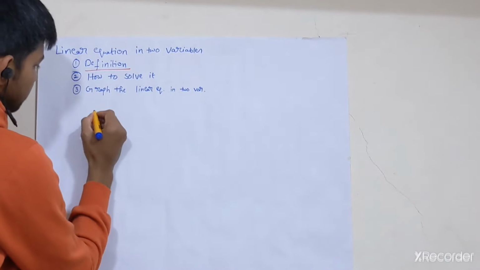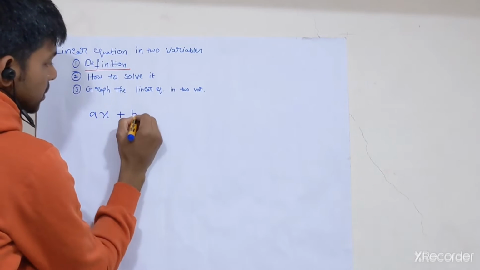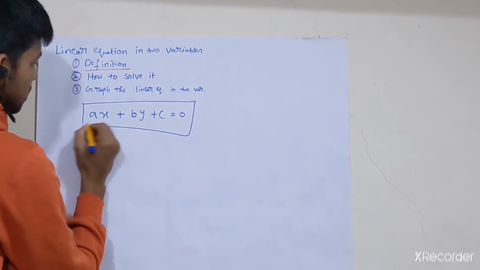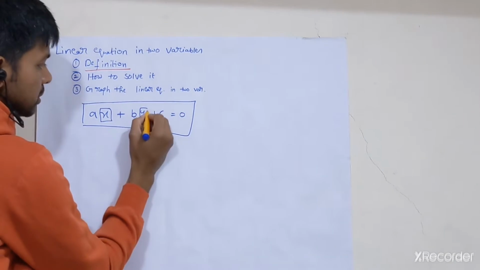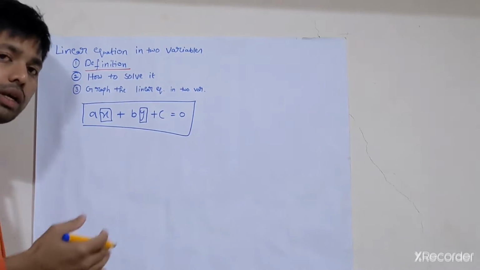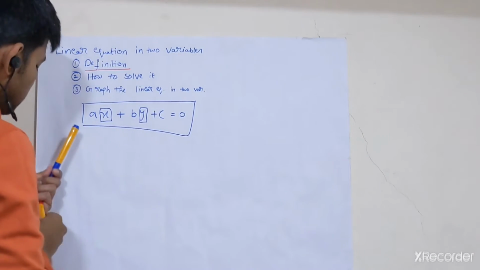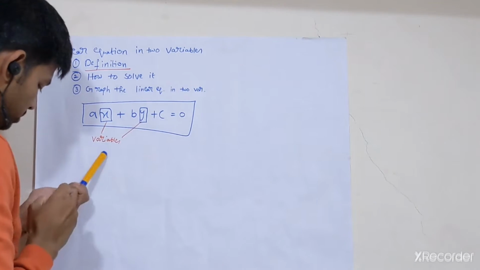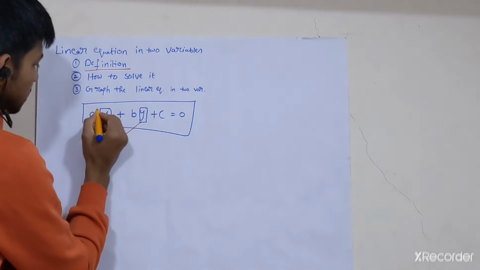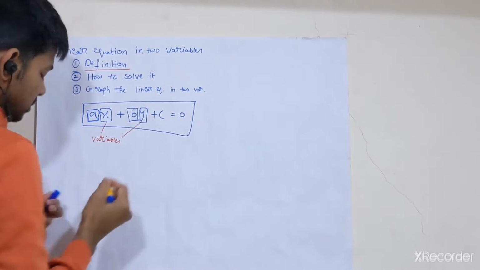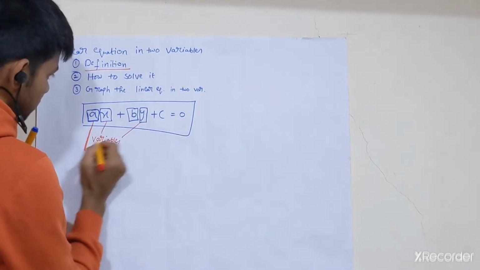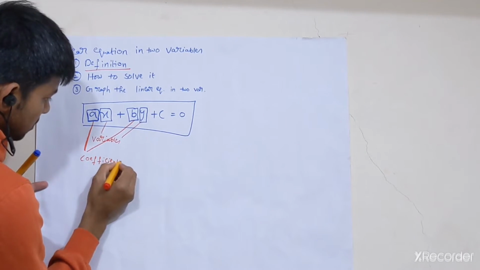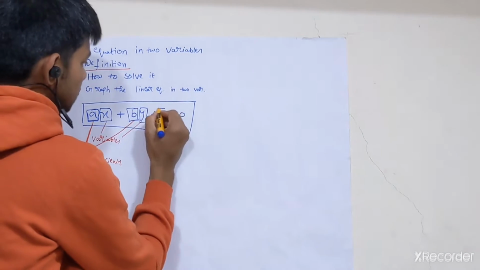So any equation of the form ax plus by plus c is equal to 0 is a linear equation in two variables. Here x and y are called variables because these are not constants, and these values will be changing. And then the multiples of x and y are called the coefficients of x and y. And then c is the constant.